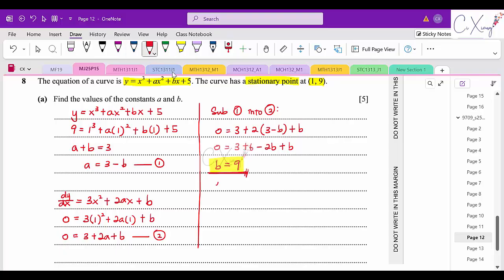Let's continue to find the a. You can substitute the b into either one of the equations. So 3 minus 9, I substitute into 1, right? Then from here, I'm having a equals to negative 6. And this is how we solve part A. Then let's continue to part B.